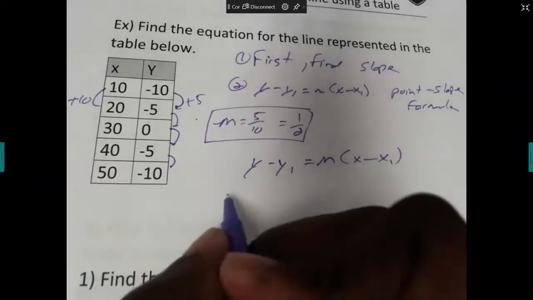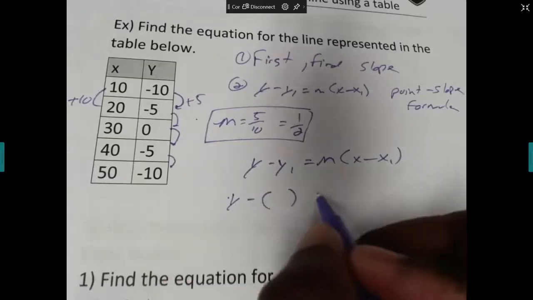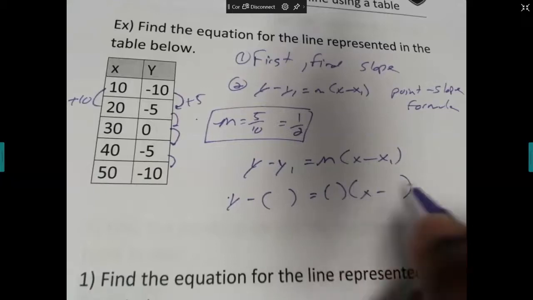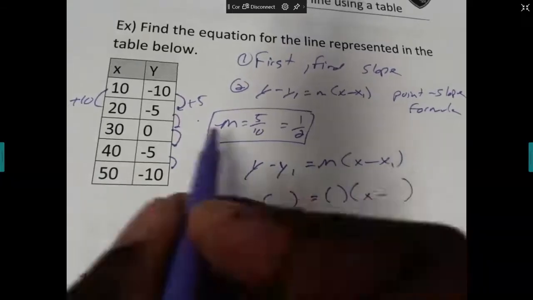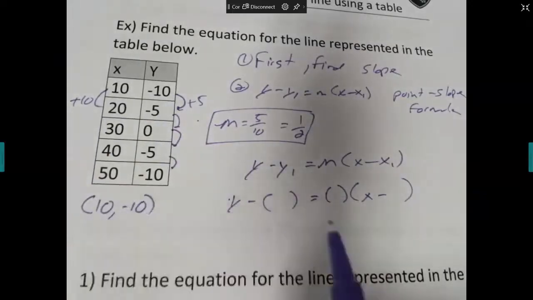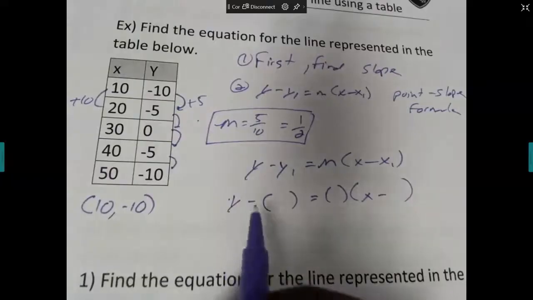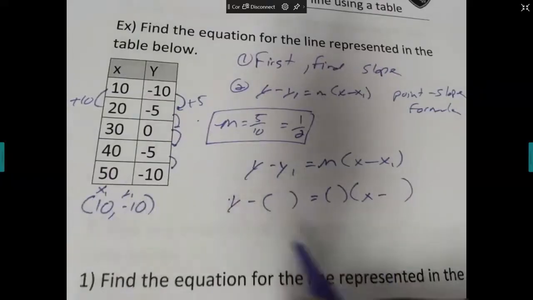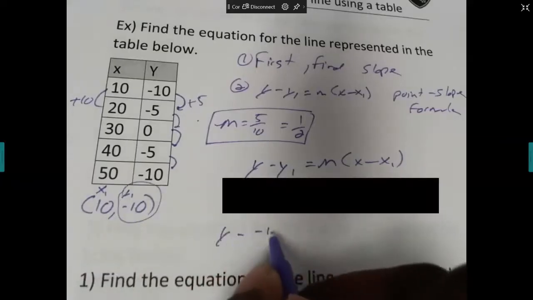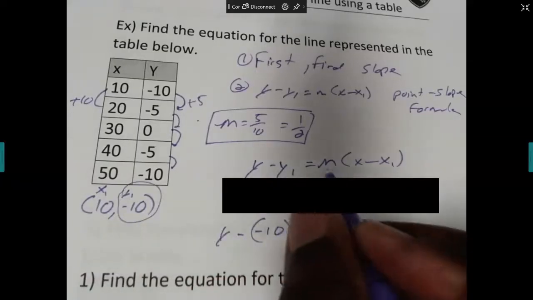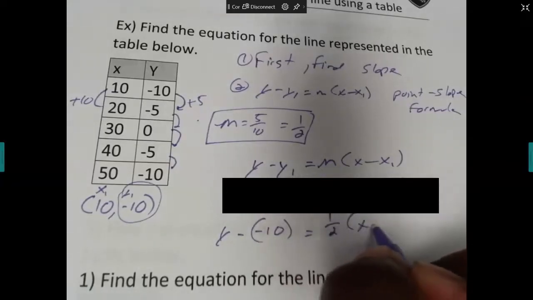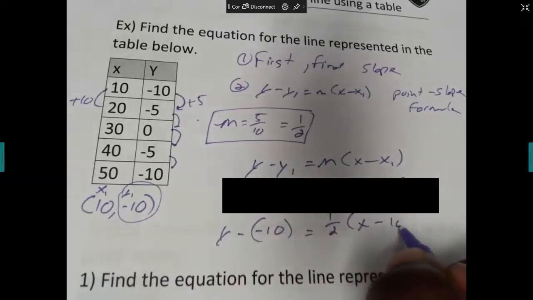So I know what m is. Now I need a y1, and I need to replace m and then x1. So basically, I'm going to choose one of these points. I'm going to choose the first one. 10, negative 10 is a point. All these represent coordinates. I'm going to call this an x1 and y1. So since y1 is negative 10, I'm going to write y subtract negative 10 equals my slope, which is 1/2, times x subtract positive 10.